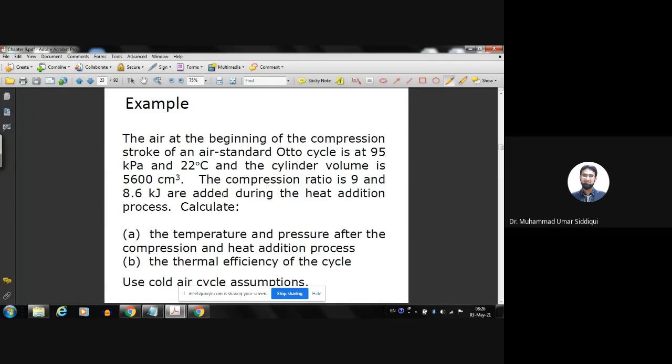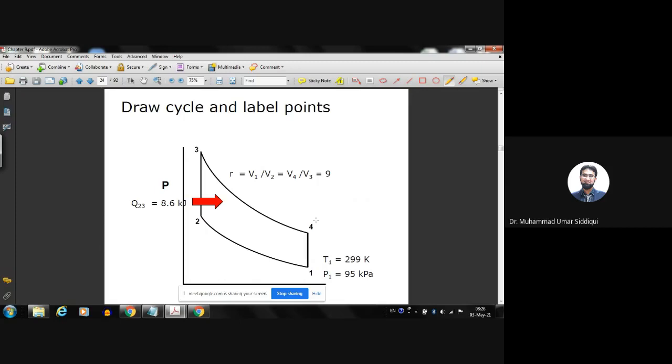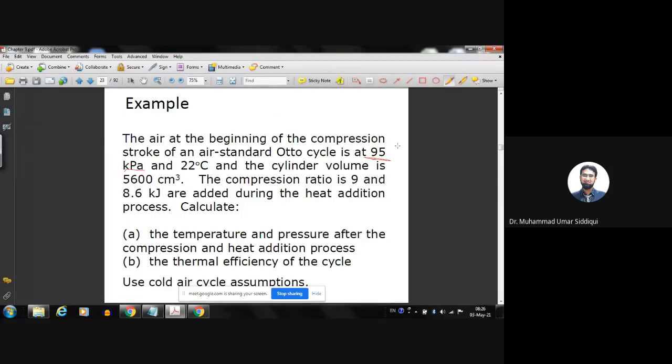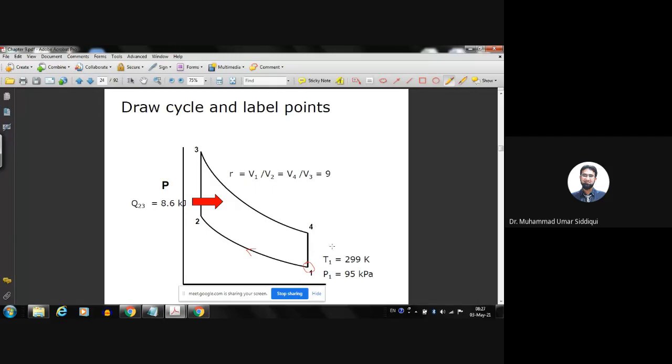So let's have one numerical. We have the air at the beginning of the compression stroke of an air standard Otto cycle at 95 kilopascal. That will be state point 1, where the compression stroke starts, from 1 to 2. At 1, we have the air at 95 kilopascal and 22 degrees centigrade. So we know T1 and we know P1.